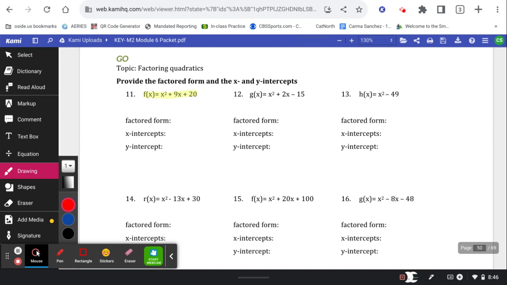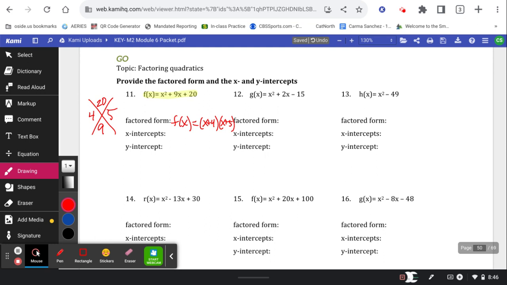Okay, so for example, for the first one here, some of you like to use the little x, some of you don't. You don't need to, but we're trying to get the factors of what times what equals 20 and adds up to 9. You got it. It's 4 and 5. And so the factored form of this quadratic is x plus 4, x plus 5. But those are not the solutions or the x-intercepts.